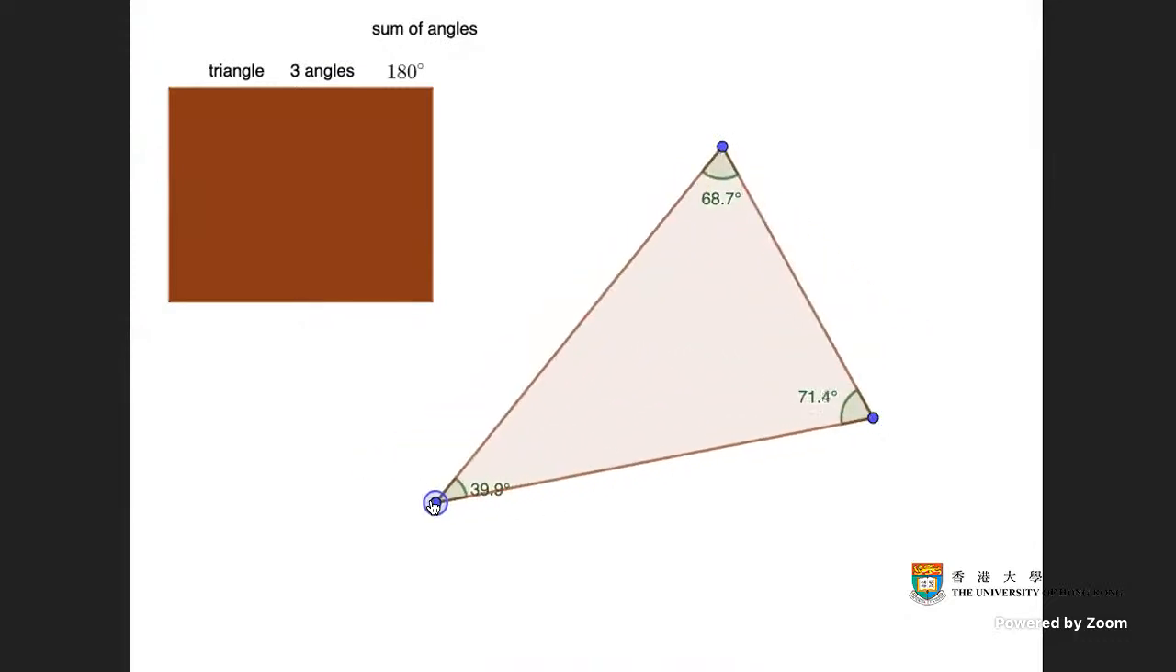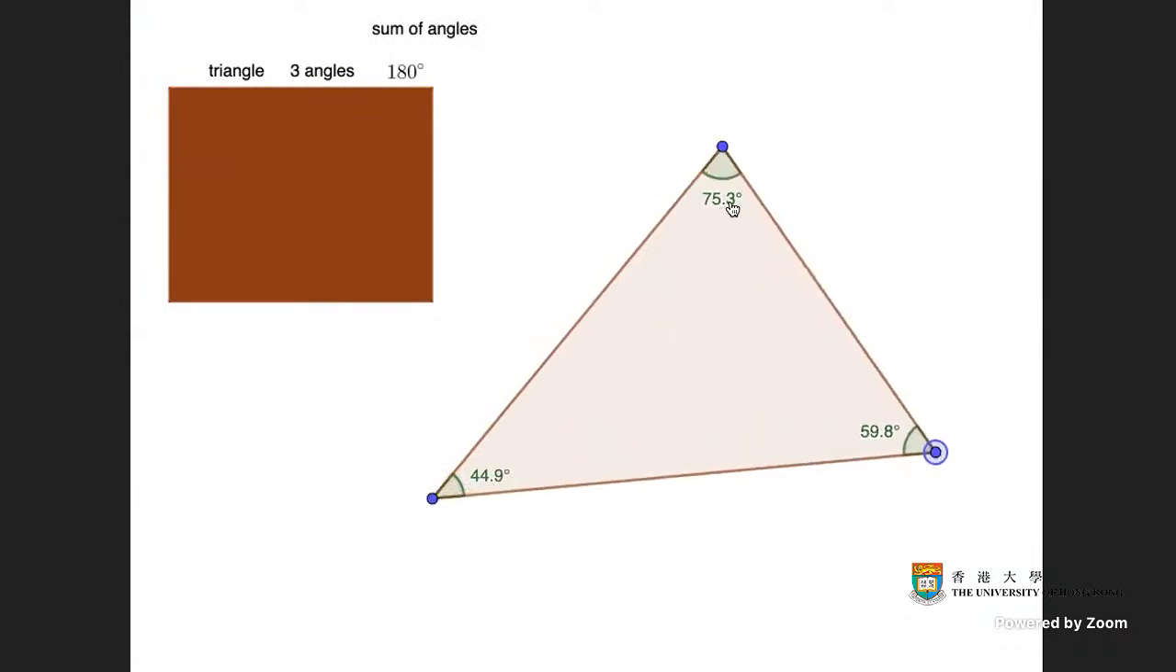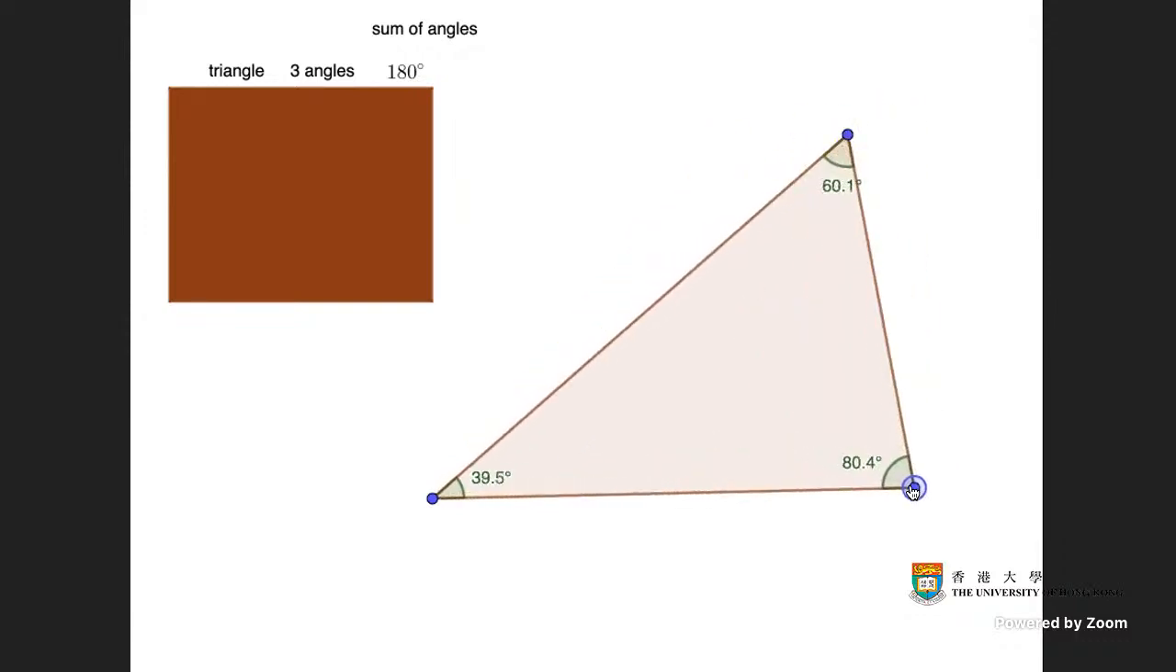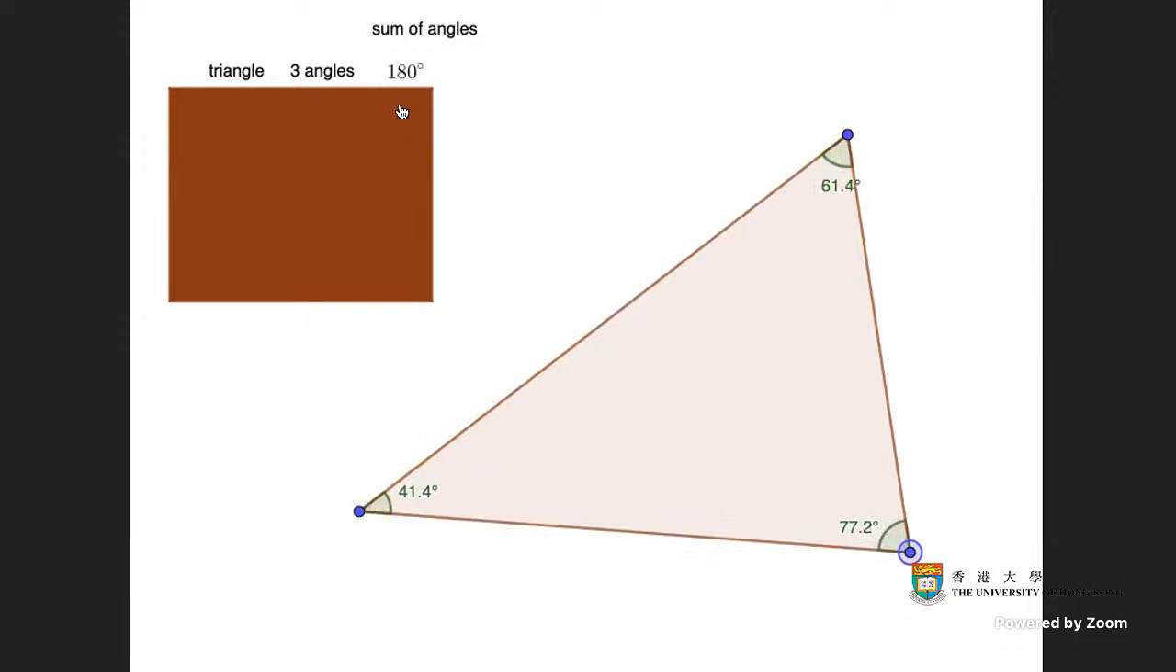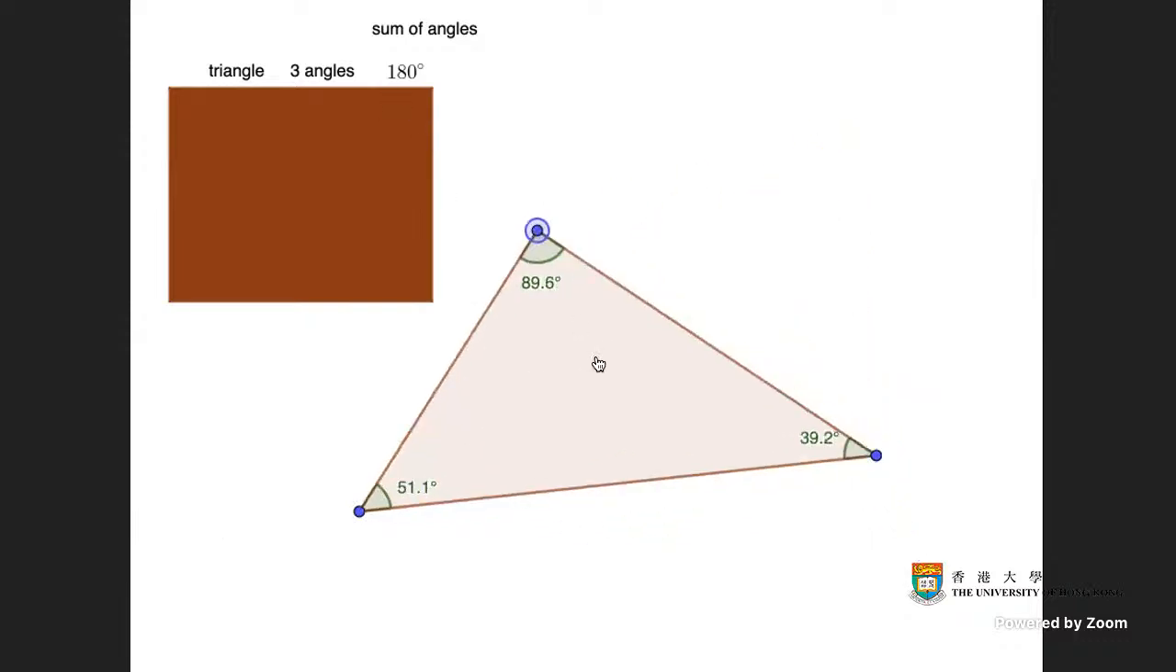In any triangle, if you look at the three angles, the sum of the angles should be equal to 180 degrees. No matter what the shape of the triangle is, even if the individual angles may vary, the total sum of these three angles would be the same. So this is what we know about the angle sum of a triangle.